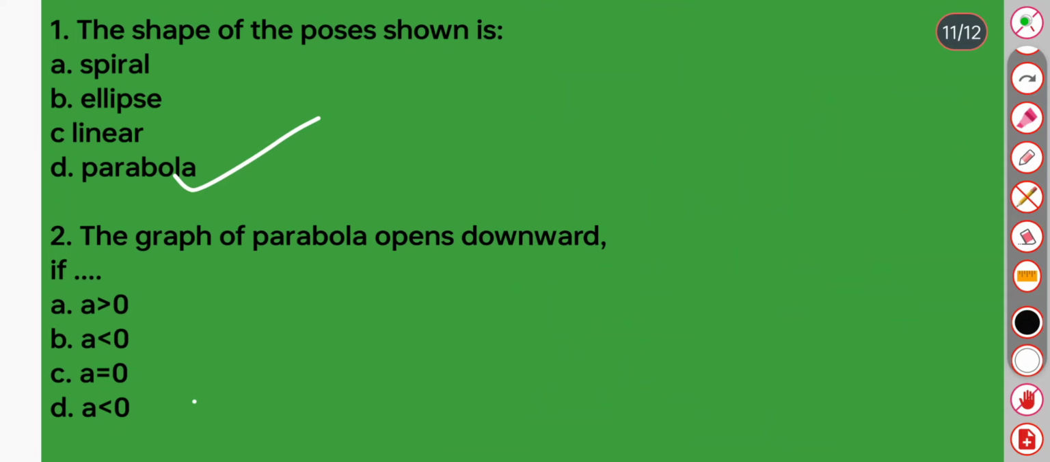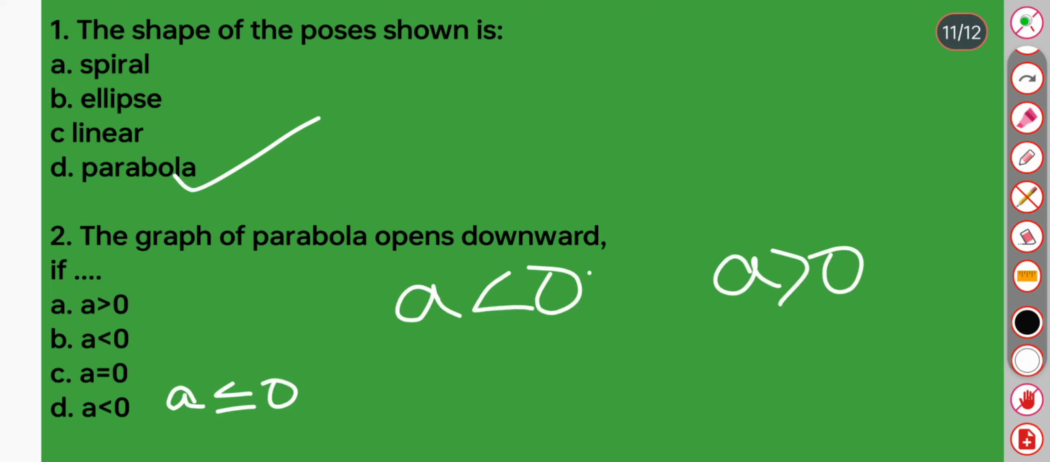Okay. The graph of the parabola opens downwards if a greater than 0, a less than 0, a equal to 0. So you know when the parabola opens downward, a should be less than 0. If a is greater than 0, then it opens upward. Since it opens downward, so a less than 0. That is option number B.